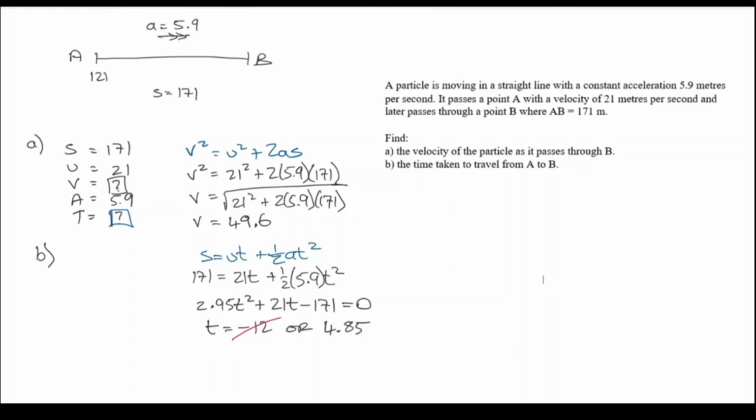Be careful in your exam, if you haven't shown that you're eliminating the negative, you will miss out on a mark. So just a line to go through it, or a sentence to say why it's not appropriate, and that you're following through with the 4.85. Okay, so the time it takes to travel from A to B is 4.85 seconds.